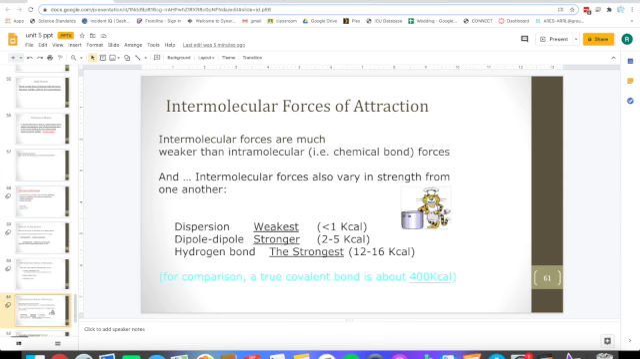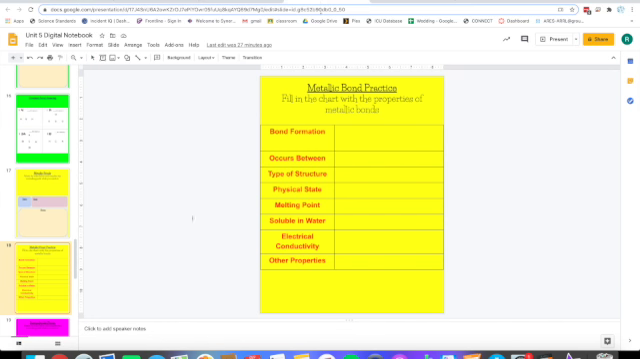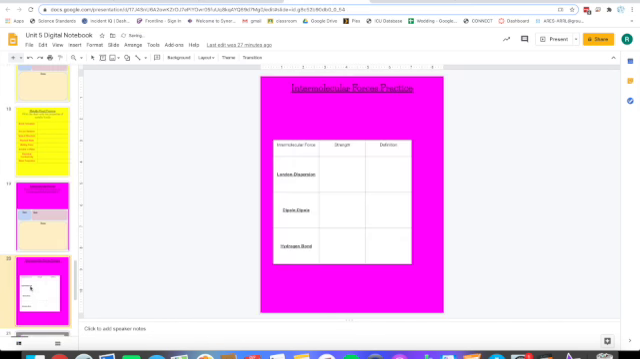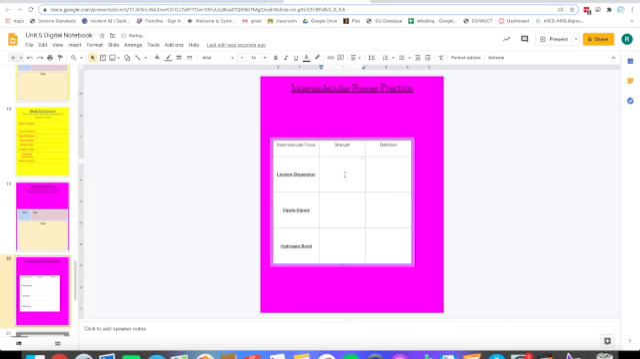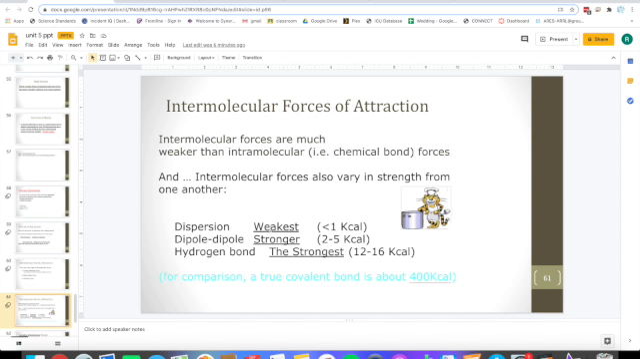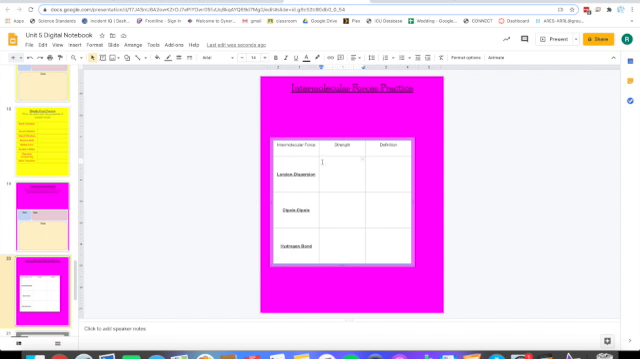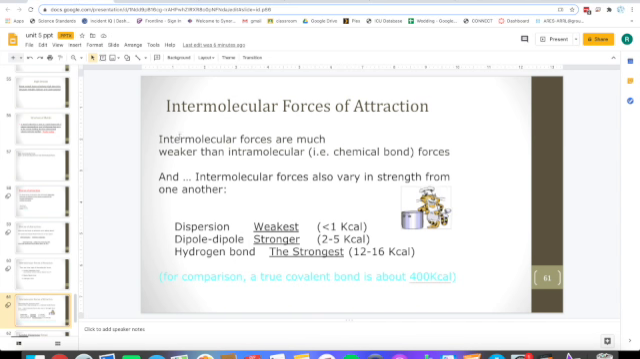So here in your digital notebook, if you look at your next slide, you notice there is a chart. Well, the first column is the strength, and we have this information right here for you to fill in. So you need to know that the London dispersion is the weakest. So in this slide or this section, you would put the weakest for London dispersion. Dipole-dipole is stronger, and then hydrogen bond is the strongest. So that's what you need to put in that section.